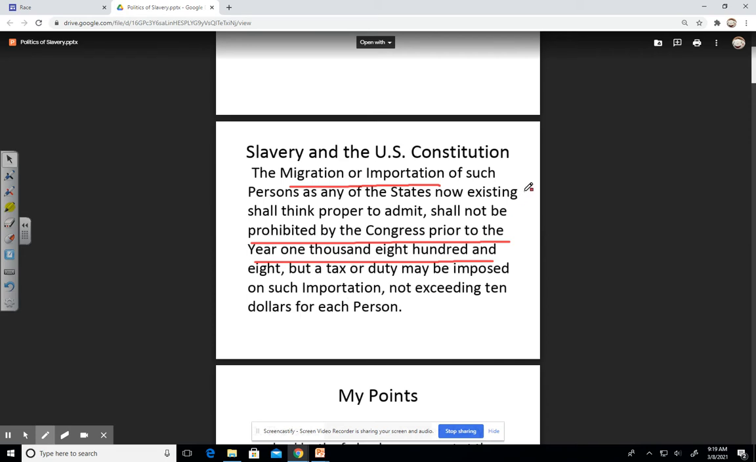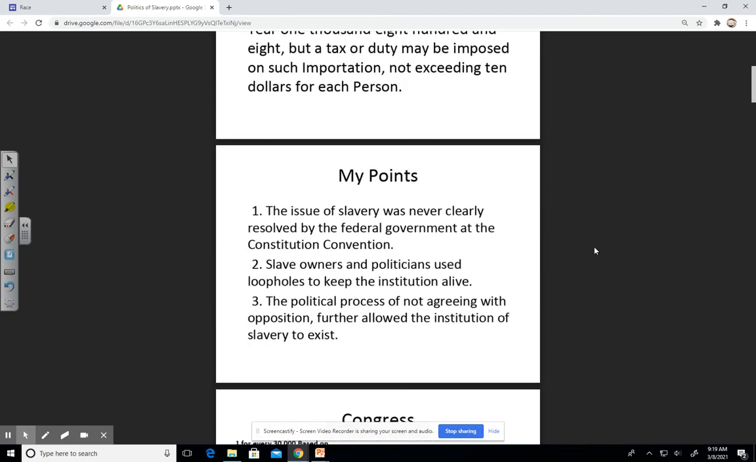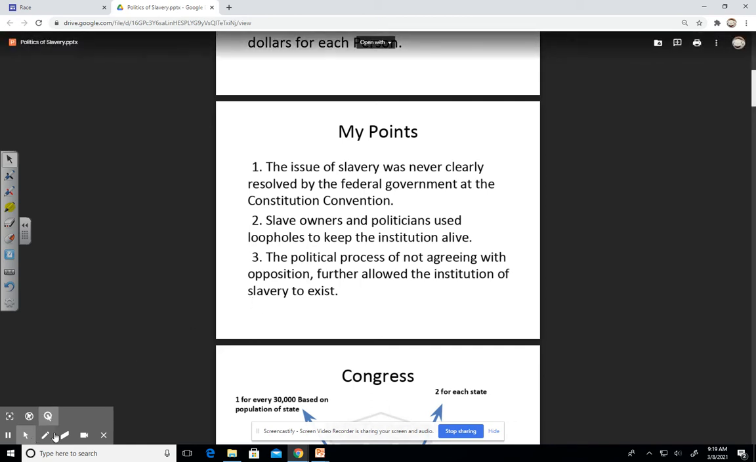So for the most part, the United States Constitution does have language that addresses the issue of slavery, and this seems to be the only group that has language dedicated to the treatment of this group in our Constitution. Here are the points that we've been looking at in class: that the issue of slavery was never clearly resolved, and that slave owners and politicians used loopholes, which we've addressed in prior classes, and that the political process further allowed segregation or slavery in this case to exist.